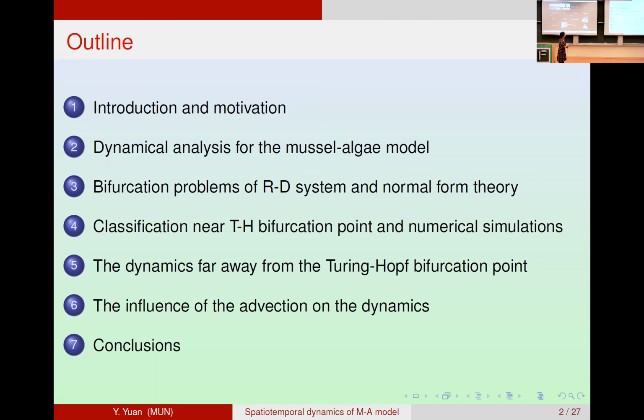And later on, we briefly discuss the influence of the advection in the model. A reaction diffusion model could include advection, right? And I'll finish the talk with some conclusions.